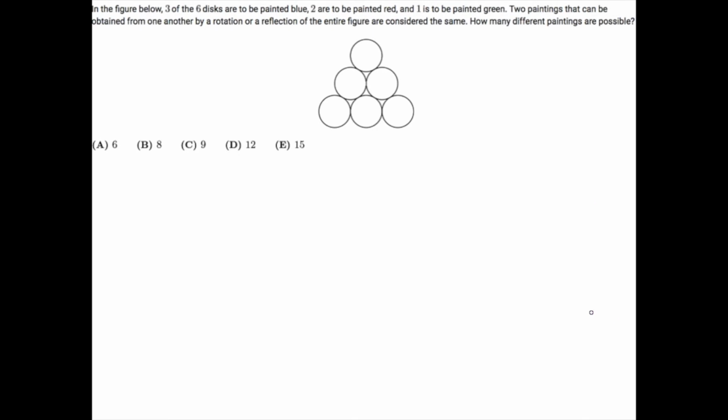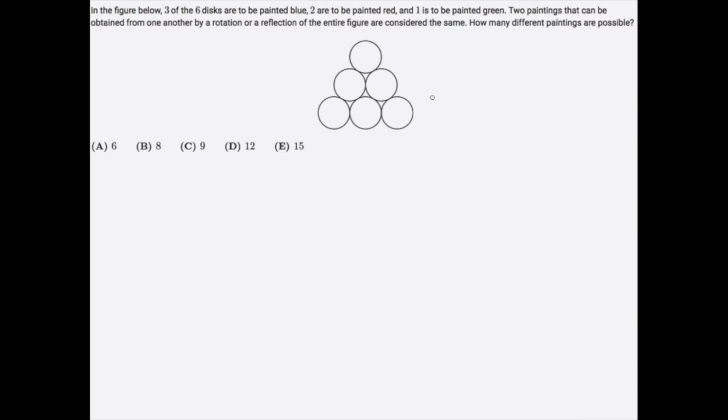There's 2 cases as to where we can put the 1 green disc. One possibility is if we put it on this disc, because this disc can be rotated to this position and this position. The second possibility is if we put the green disc here, because it can be rotated to this position and this position. So in the first case, if we put the green here, which is also the same as putting it here or here, then the next thing we have to do is know where to place the reds, because after that, the 3 blue discs will just be the remaining ones.